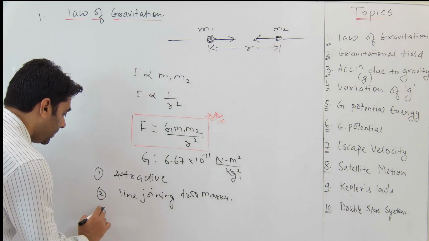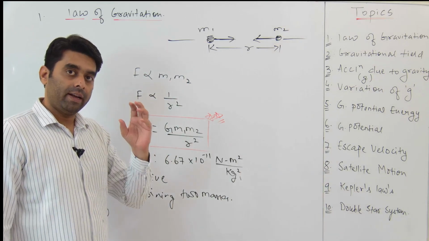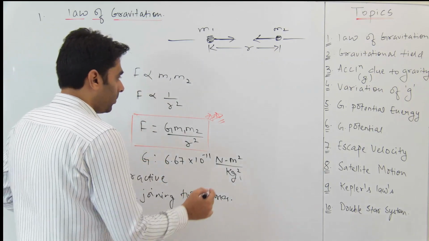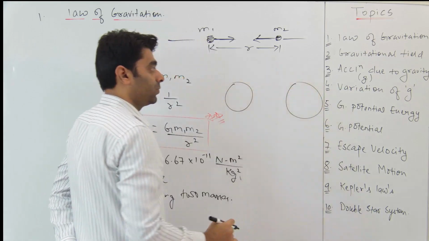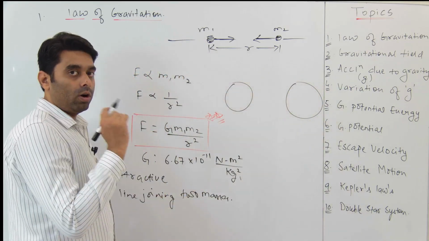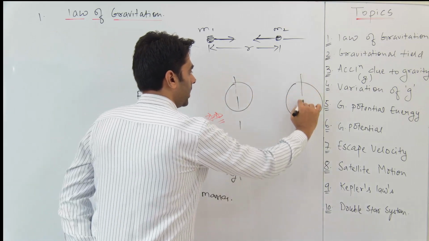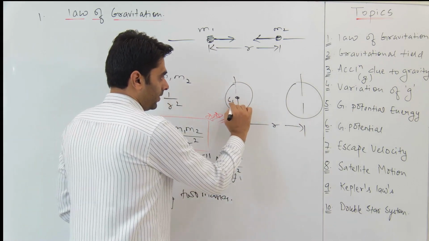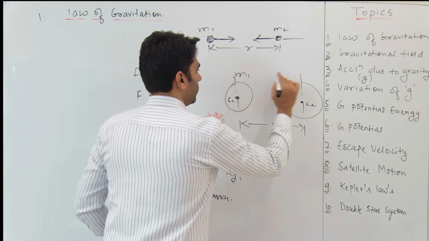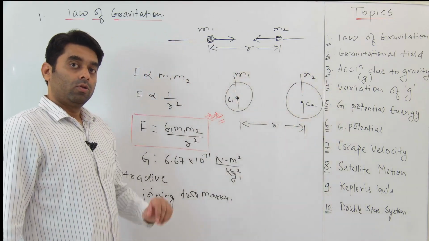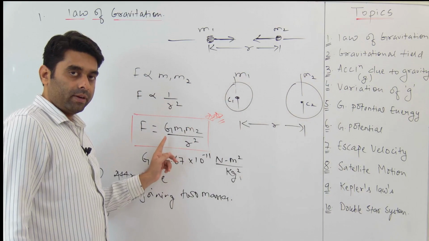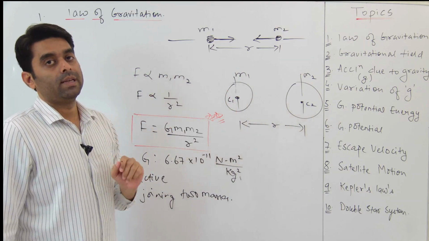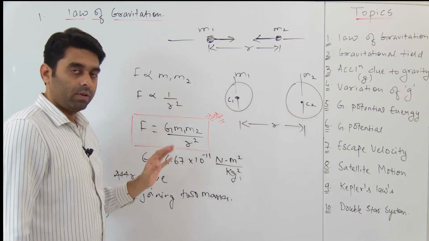Third point: it is applicable for point masses. It is valid for point masses, but it can be applied for large spherical bodies also. Let's say M1 and M2 are large spherical bodies. We can apply G m1 m2 by r square for large bodies also, but for large spherical bodies the separation r will be considered from center to center, C1 to C2. So all this is about the law of gravitation.